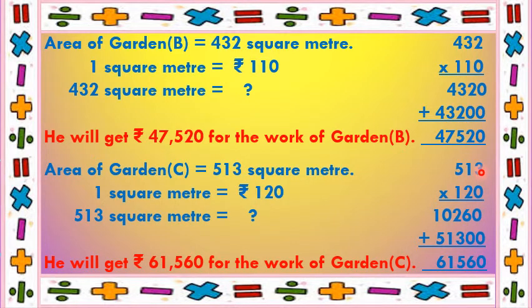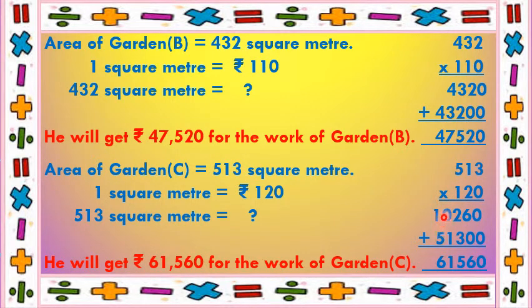Now children, here also the last digit is 0. So no need to multiply 0 with any number. So we will start to multiply with 2. Now since 2 is in tens place, put 0 down. 2 3s are 6, 2 1s are 2, 2 5s are 10. Now with 1. Since 1 is in hundreds place, put 2 zeros down. 1 3s are 3, 1 1s are 1, 1 5s are 5.